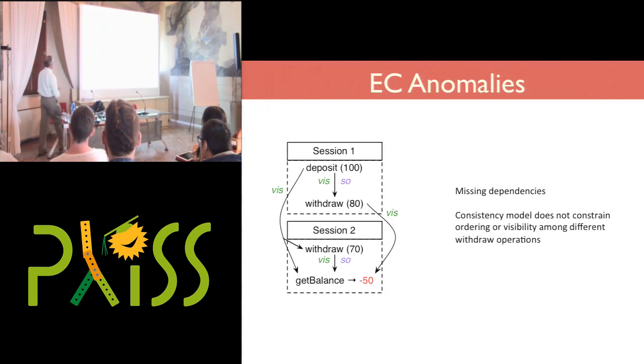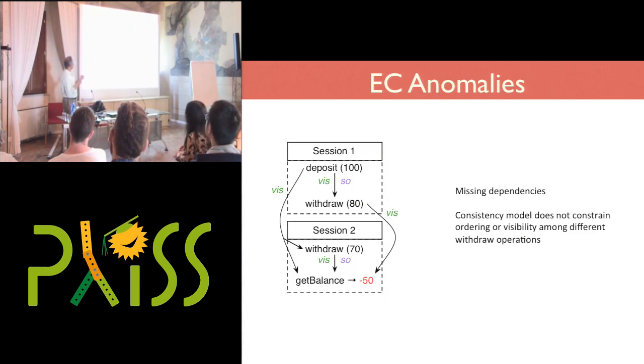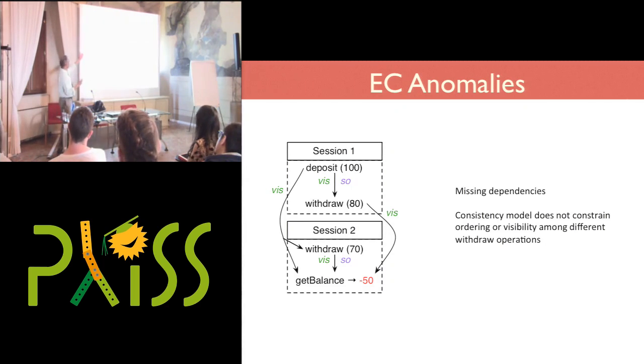Here is an example of things that can happen. I have 2 sessions. In session 1, I deposit 100, and I withdraw 80. The relations viz and SO that we see hanging off that arrow between deposit and withdraw tell me that when the withdrawal happens, it took place on a replica that also happened to have seen the deposit. And the session order is obvious: the withdrawal happens after the deposit, so there's an SO relation as well.